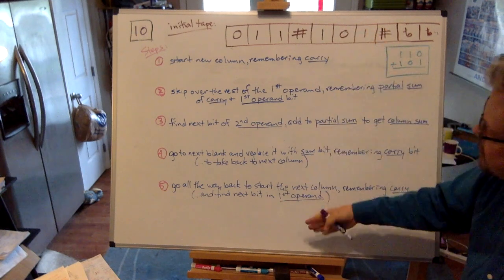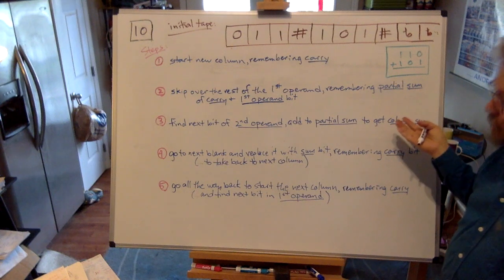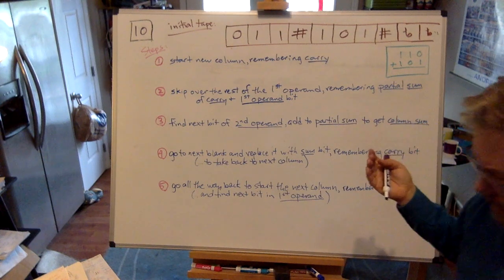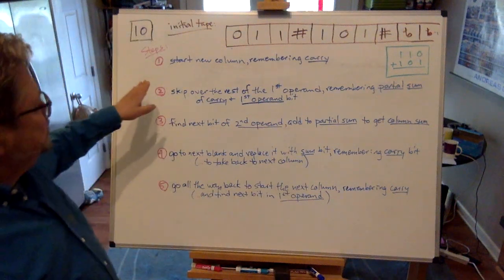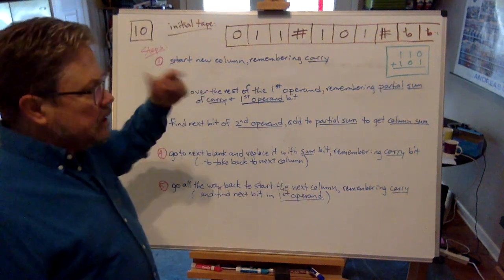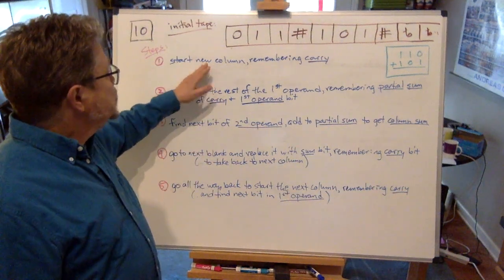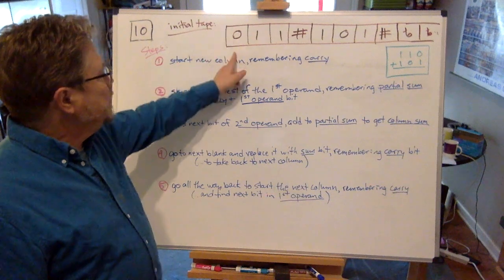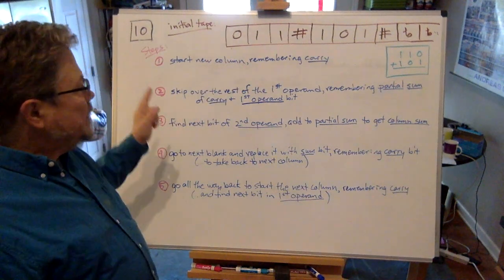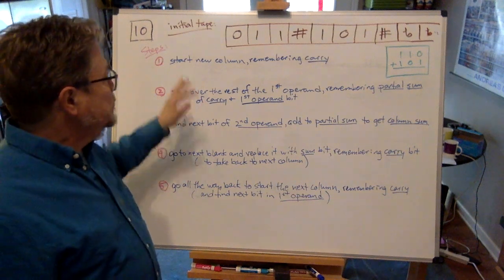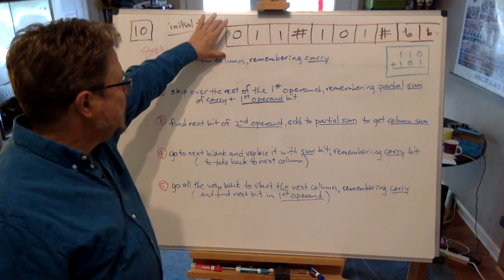Now, all of these things are close to verbatim. I accidentally erased some of them before I rewrote them, so it might not be exactly the same wording, but these are the steps that we go through over and over again as we're trying to do the addition. When we start a new column, we need to remember the carry from the previous column, whether it's 0 or 1. So we start a new column, and at the very beginning, it's going to be here, and the carry-in would be 0.